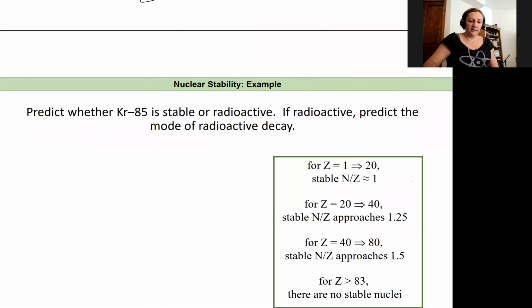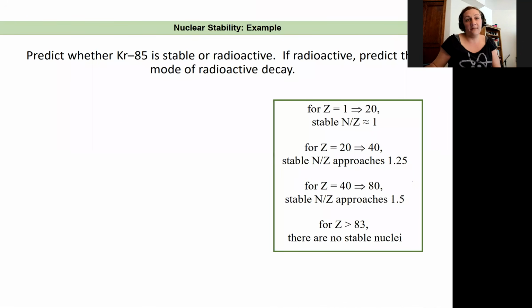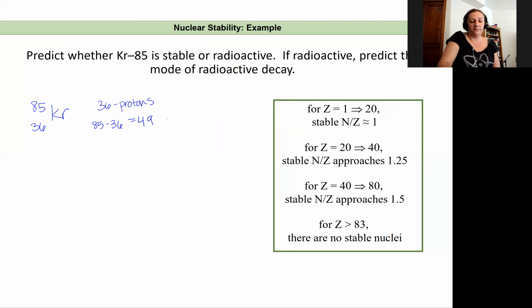Let's look at an example of one of these. Let's look at krypton 85. If I just pulled krypton 85 off the periodic table, is that one going to be stable or not? If I wanted to predict it, I could. Krypton 85 has a mass number of 85 and an atomic number of 36. I need to know the number of neutrons to decide if this is going to be stable or not. I know I have 36 protons, so to get my neutrons, it's 85 minus 36, which gives me 49. So I'll have 49 neutrons in this nucleus.